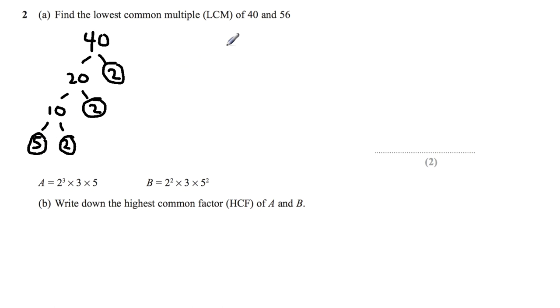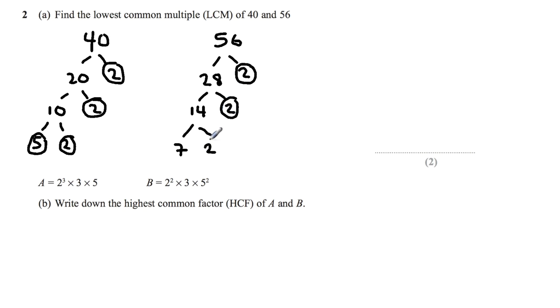Do the same procedure again with 56. So 56, 2 and 28, 2 and 14, and 7 and 2. So the prime factors are 2, 2, 2, and 7. I'm then going to construct a Venn diagram.